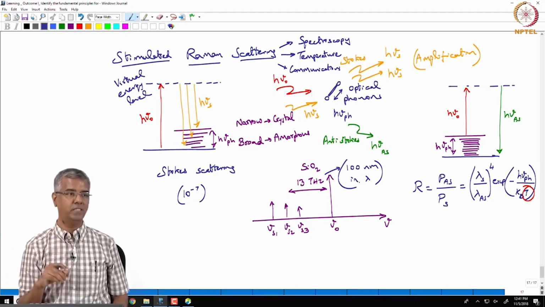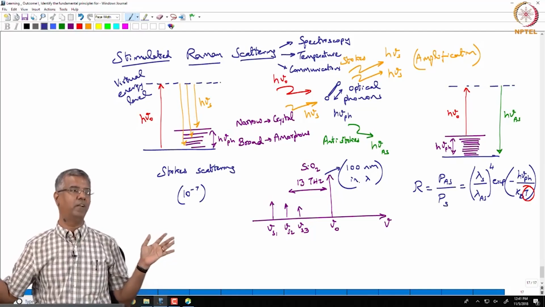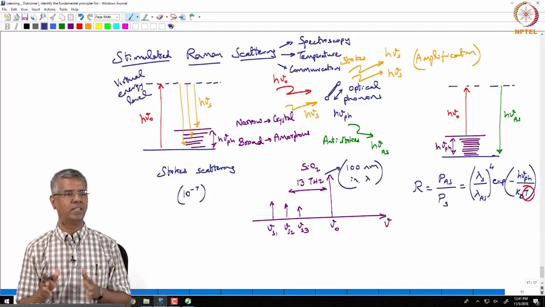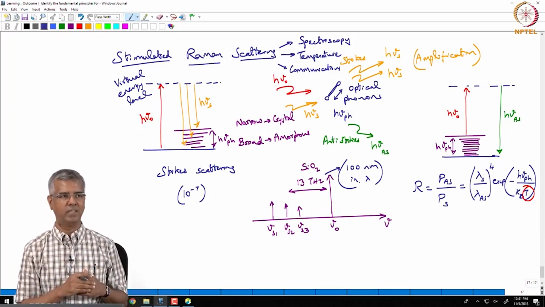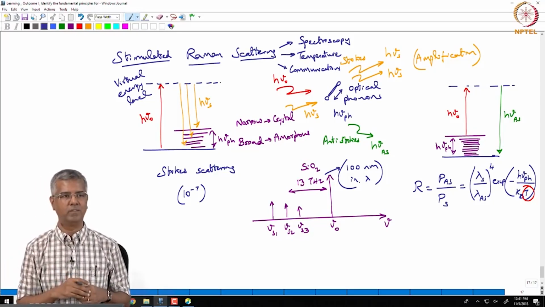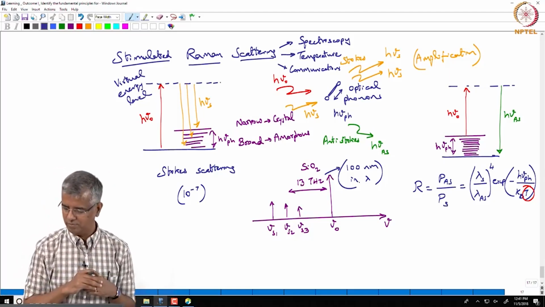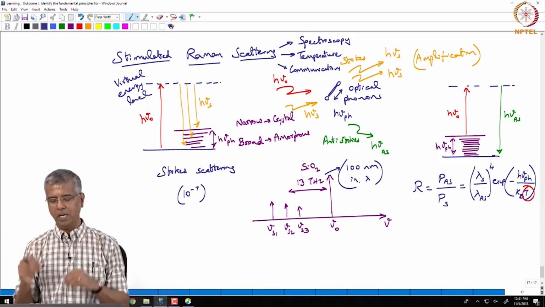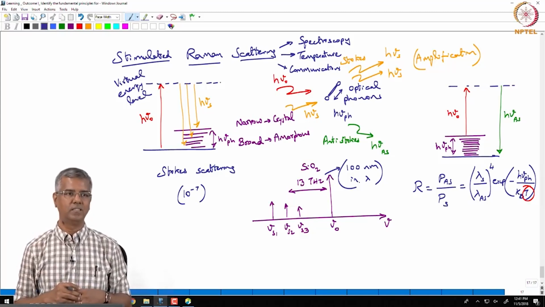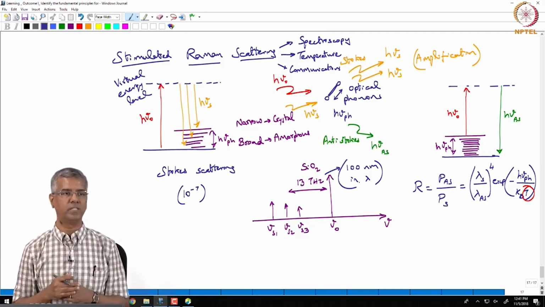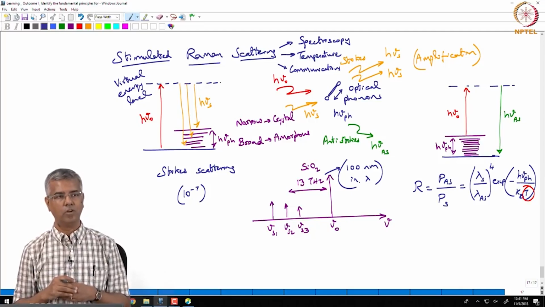But the key point is, I can get gain at whatever wavelength I want, provided I have pump photons which have a frequency that is upshifted by 13 terahertz. The question is, what about the phase? Well, we are talking about a stimulated process. So if it is actually stimulating like this, the outgoing photons will be both of the same phase. It's a highly coherent process.